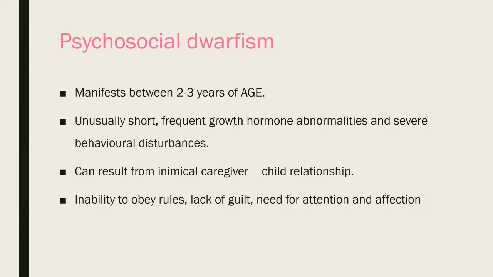What is psychosocial dwarfism? It manifests between the age of 2 to 3 years, and usually short stature and frequent growth hormone abnormalities along with severe behavioral disturbances are seen, and it can result from an inimical caregiver-child relationship. Inability to obey rules, lack of guilt, and need for attention or affection are also present.